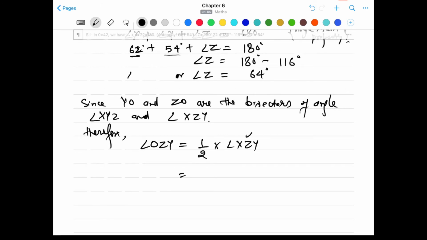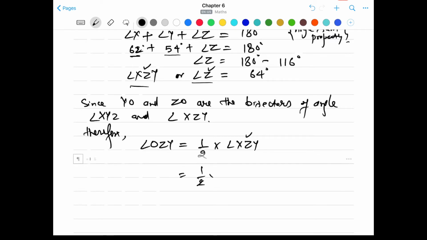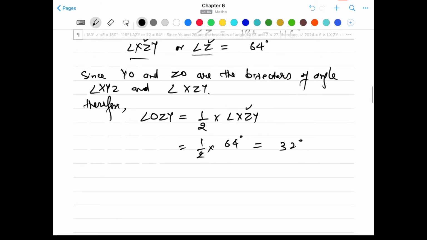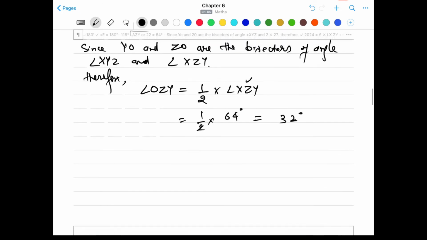Or you can write this angle Z as angle XZY, both are the same. The middle letter is the actual vertex of the angle, so this will be 1/2 into 64, and when you divide 64 by 2 you will get 32, hence the measure of angle OZY is 32 degrees.